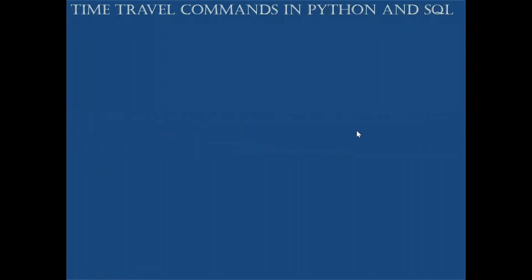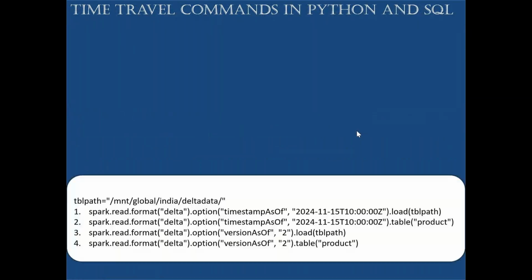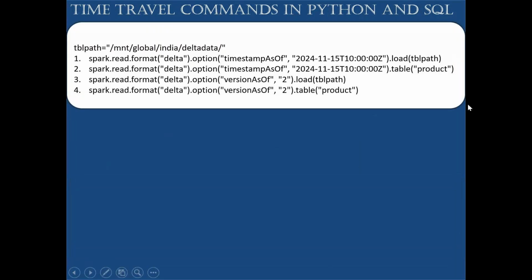Now the thing is how to read previous versions of the data. So now you can see one way, this is spark.read.format of delta, option timestamp as of this time, from the data lake path. From the table we are reading previous versions of the data, saying, hey, I want on November 15th at 10 a.m. what is the data that I have in the product table, can you show me?